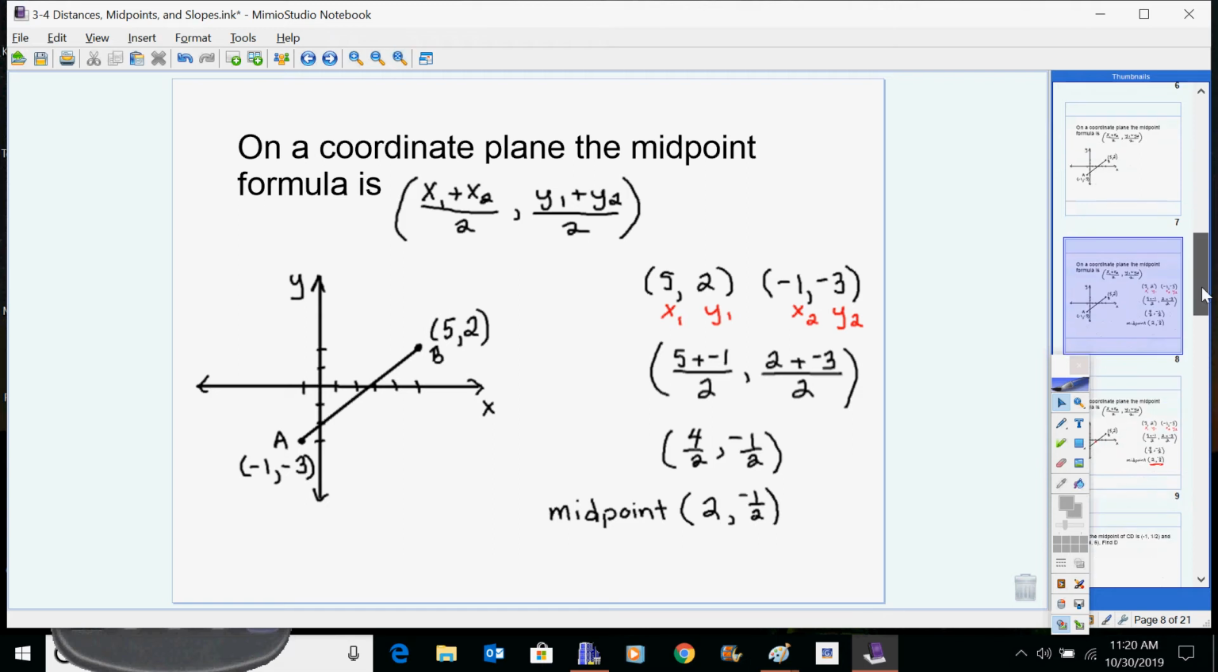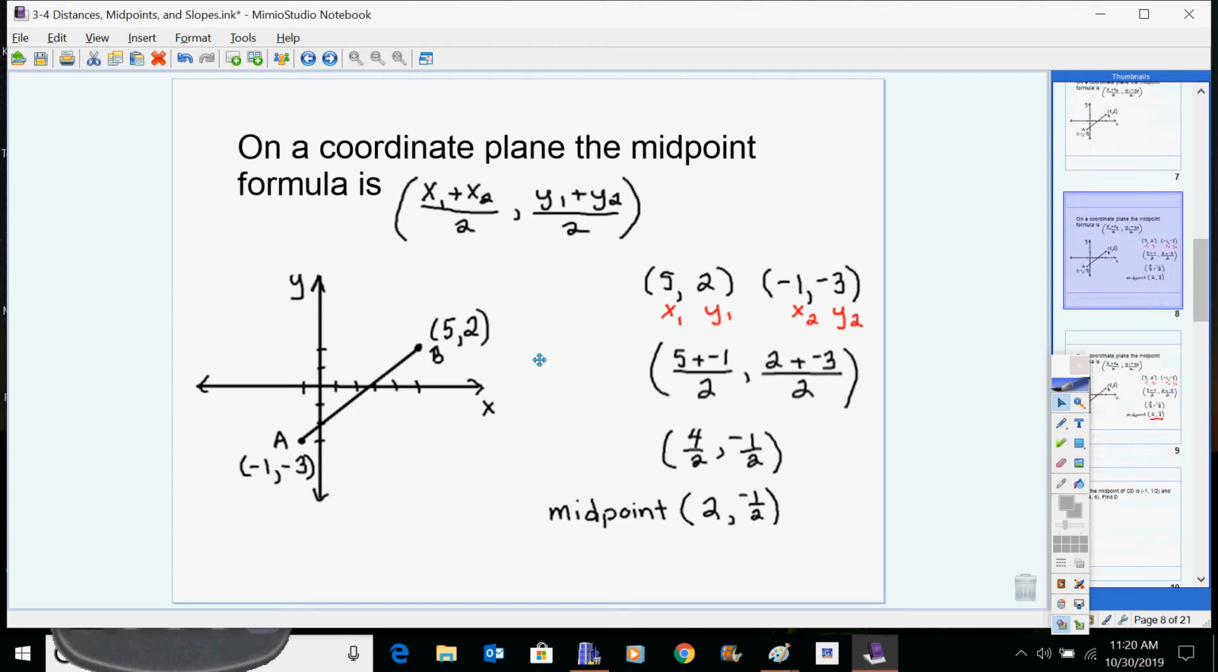And we want to think about what that looks like on your graph. (2, -1/2) would really be over 2, down 1/2, which does actually show up on your line. Over 2, down 1/2. And visually it looks like it should be, because that is actually the midpoint, dividing it into 2 equal halves.